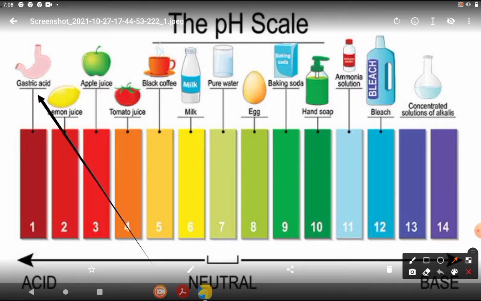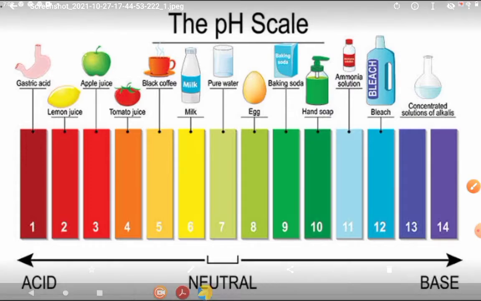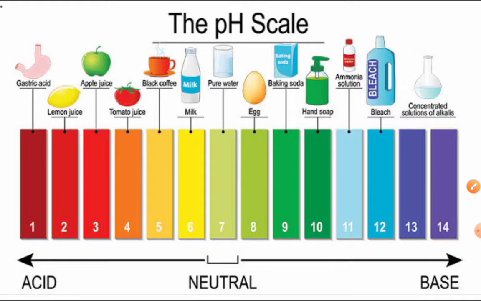You have the gastric acid, you have the lemon juice, apple juice, tomato juice, black coffee, milk, pure water, egg and baking soda, hand soap, and then you have ammonia solution, bleach and concentrated solution of alkalis. These are solutions. So they'll give you a solution, and they will ask you to find out. Then what you have to do is take the paper, this is called pH paper, and then you have to just dip it. Children, you have to dip it in the solutions, and you see the color change.